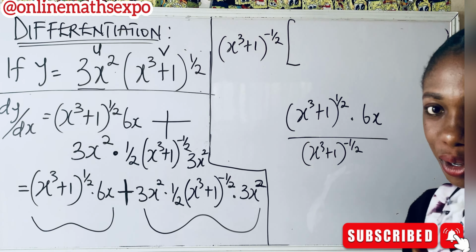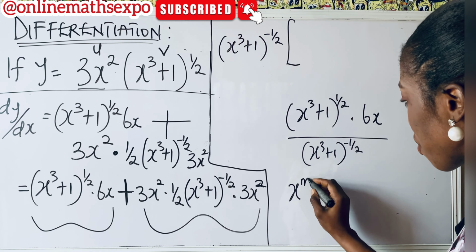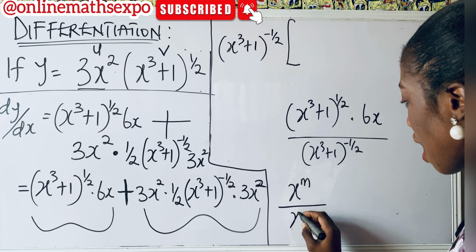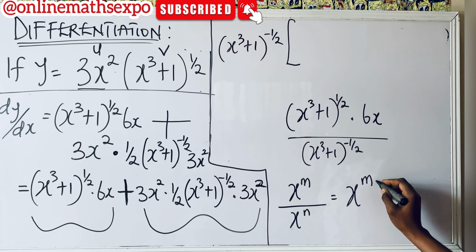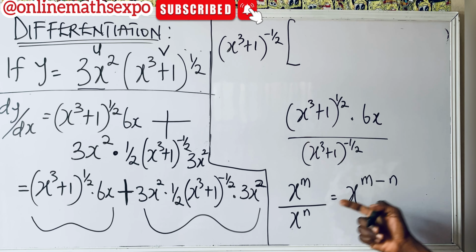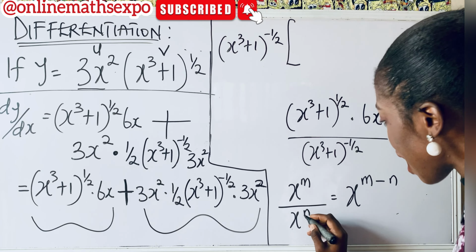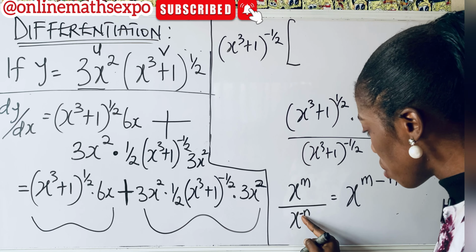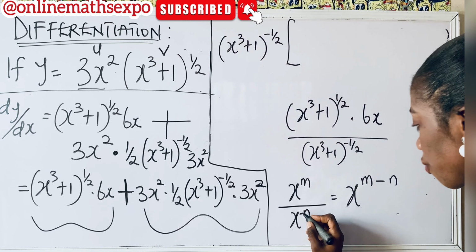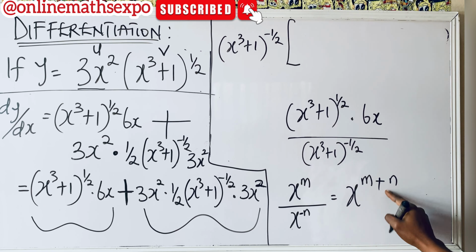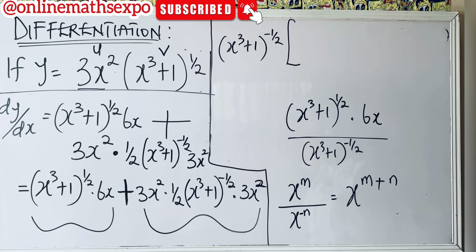Now remember your rule of indices, which says that if you have x to the power of m divided by x raised to the power of n, it means x to the power of m minus n. You are subtracting the powers. Now supposing this one has a negative, it means it is going to be the inverse of it. So if it's negative, we are going to make this positive. I hope that is clear. Now let's obey that rule here.